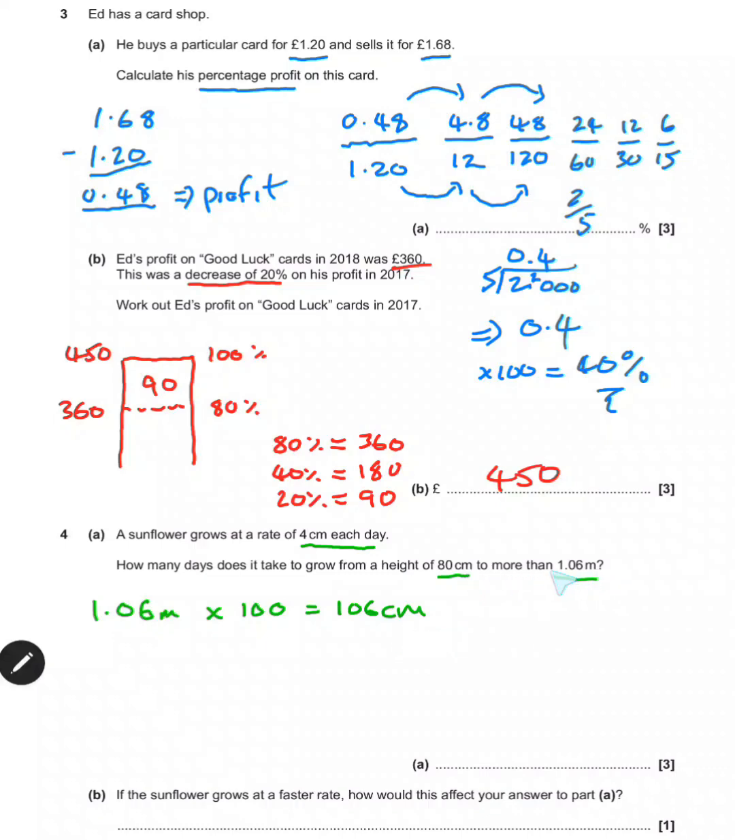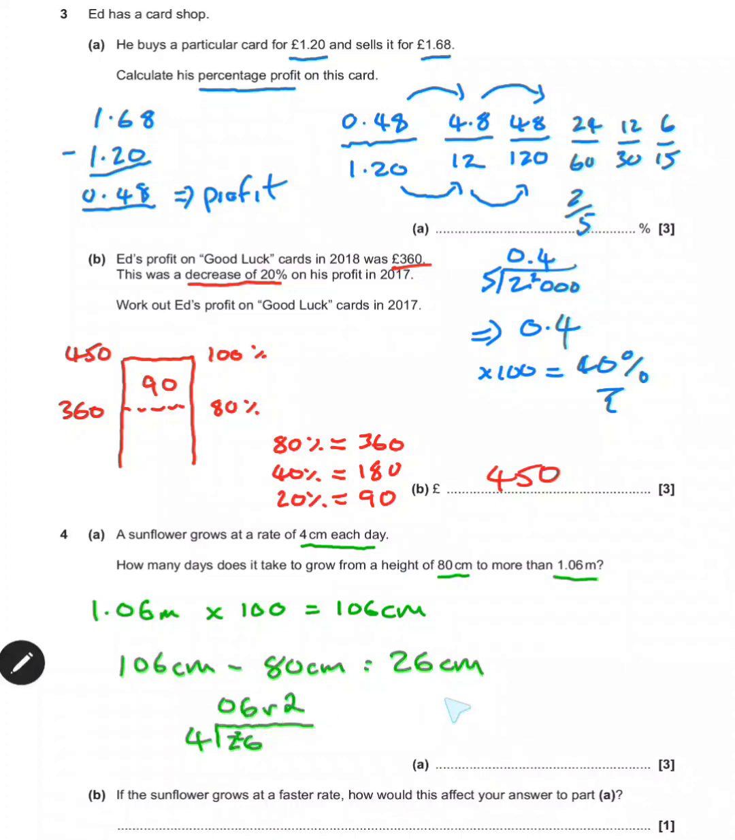If we now look at how much the flower is growing, well, we're going to do 106 centimetres, take away 80 centimetres, you could probably do that in your head, that's 26 centimetres. And then it says we're growing 4 centimetres every day, how many days? So I want to know how many 4s go into 26. 4s into 2 is 0 remainder 2. 4s into 26, well, 6 4s are 24, so it'll be 6, and I'm just going to put remainder 2.